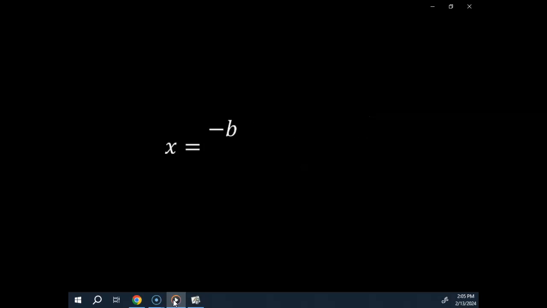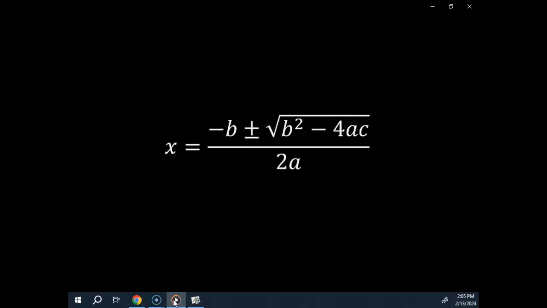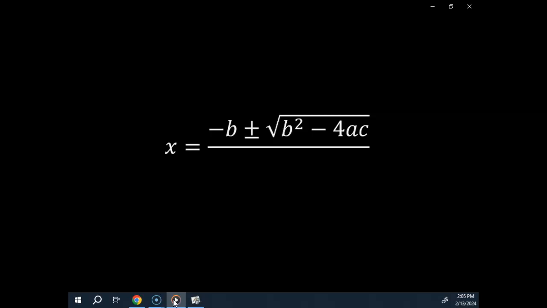X is equal to negative b plus or minus the square root of b squared minus 4ac all over 2a. All right, last time, loud and proud. X is equal to negative b plus or minus the square root of b squared minus 4ac all over 2a. Good job. I'm putting this in the playlist.